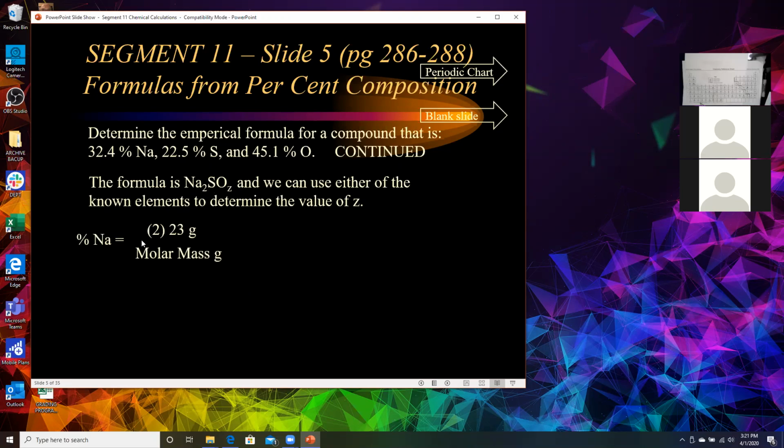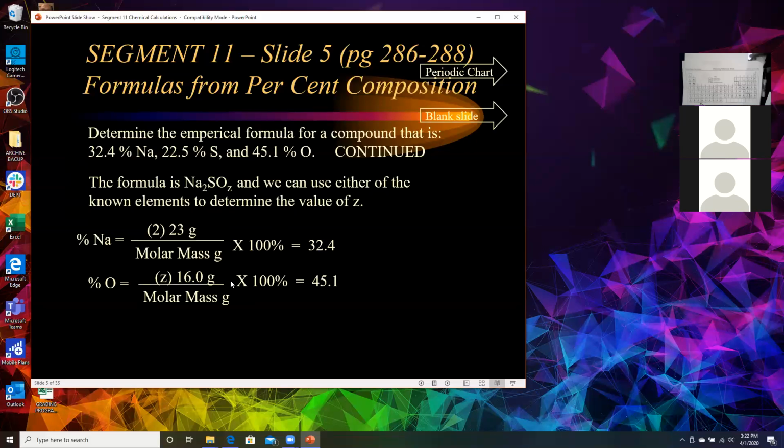Well, I'm going to do sodium just like before, but now I know there's 2 sodiums. So 2 sodiums times 23 divided by molar mass times 100 would be the percentage, and that percentage is 32.4. So right there it is. Now, the percent of oxygen would be Z, which I don't know yet, times the atomic weight of oxygen, 16, divided by the molar mass and multiplied by 100.